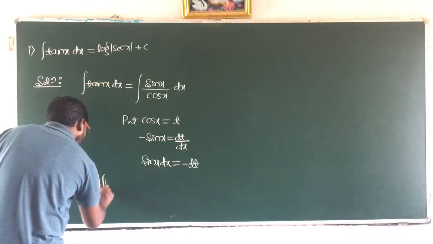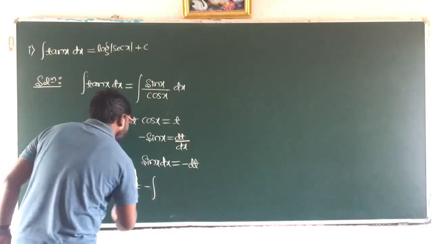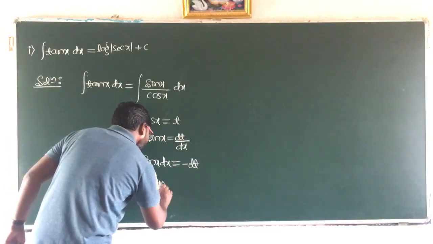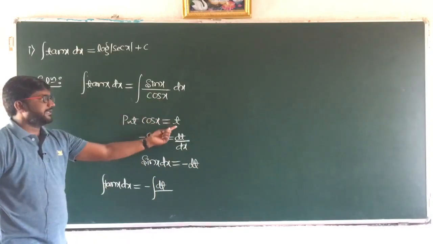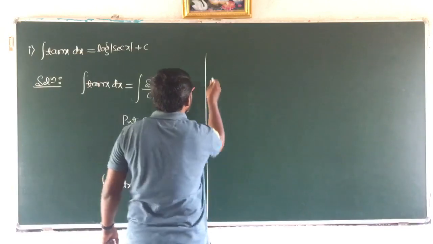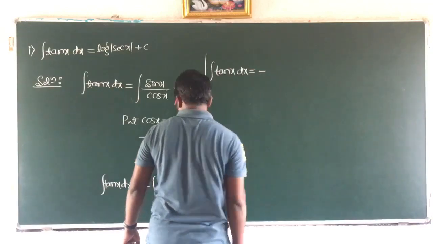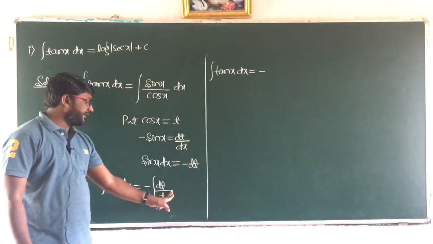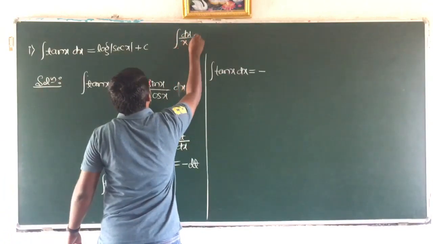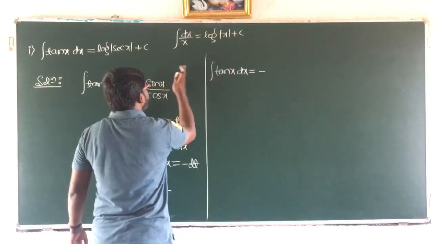So rewrite the integral now. Integral tan x dx is equal to, so minus I write outside, then sin x dx will be minus dt. So minus dt divided by cos x, which is t. So now integral of tan x dx is equal to minus, so what is integral of dt by t? We know the integral of dx by x is log mod x plus c.